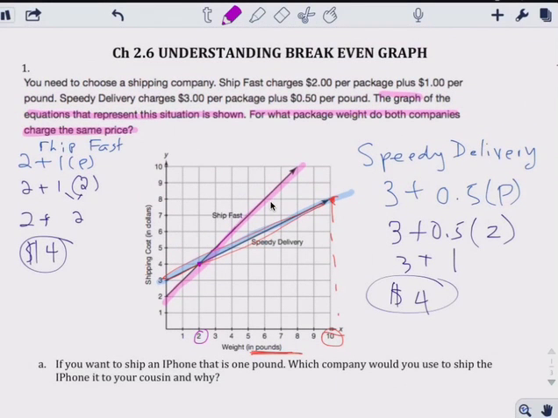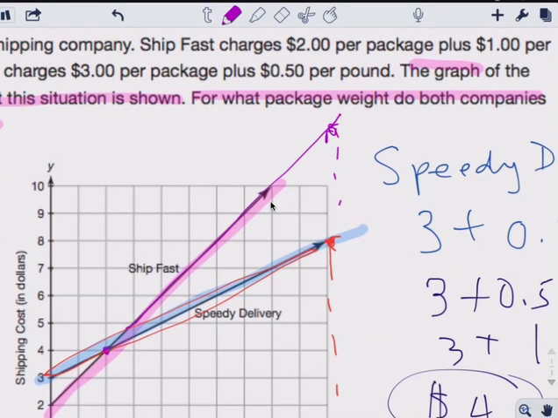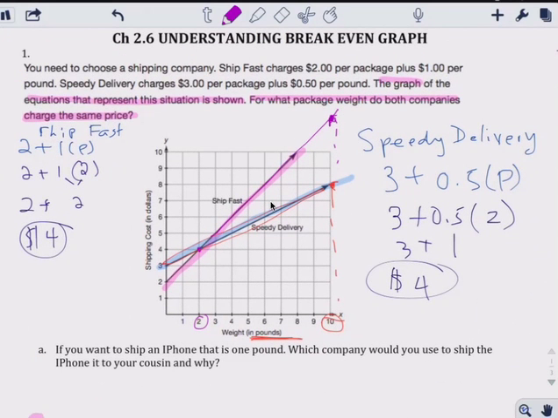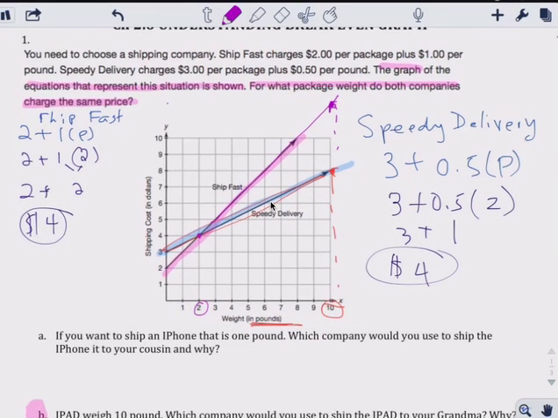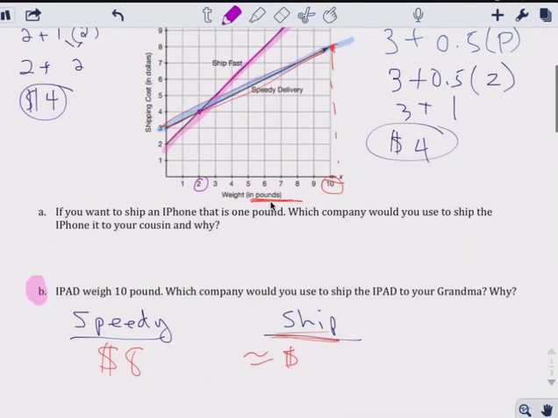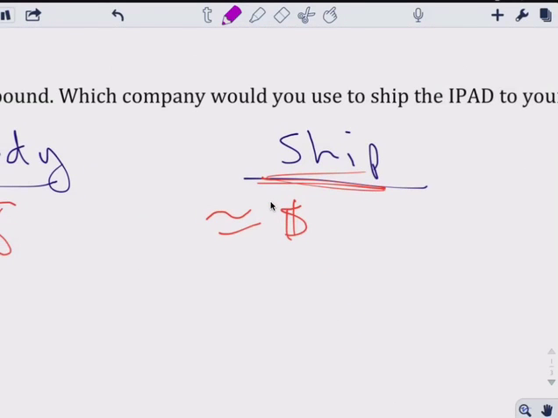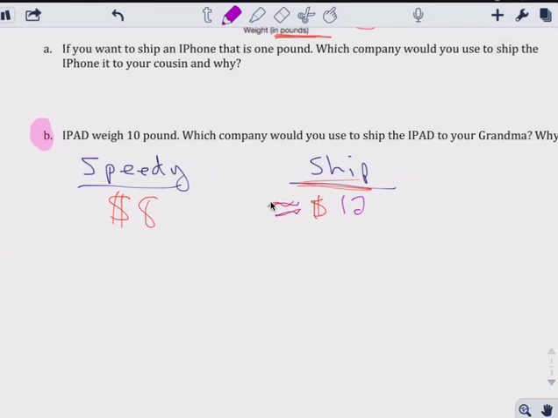Because we extend this, Leslie. We already have that. Extend their graph to right there, going up to 10. Extend their graph right here. Okay? Right there. We estimate because there's no number here. We're guessing, so we're guessing about $12. So which company would you use?